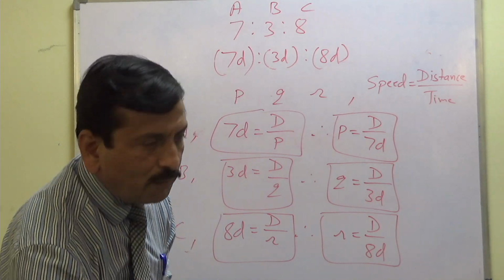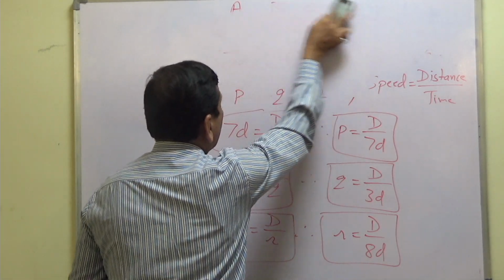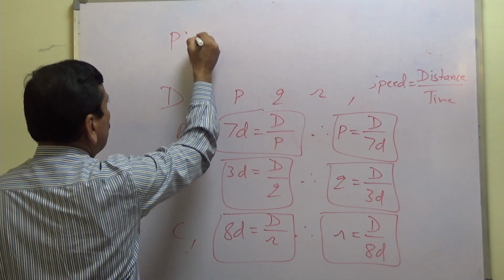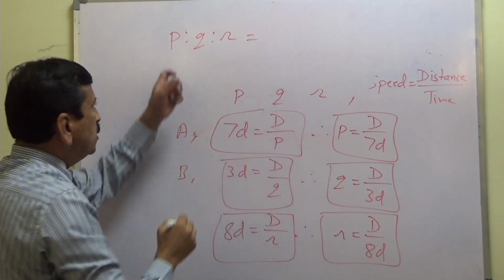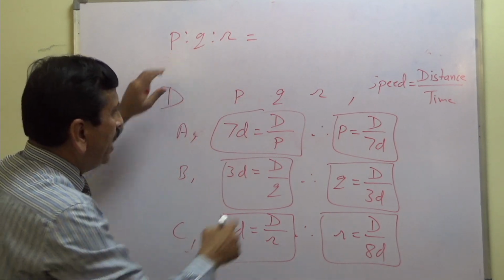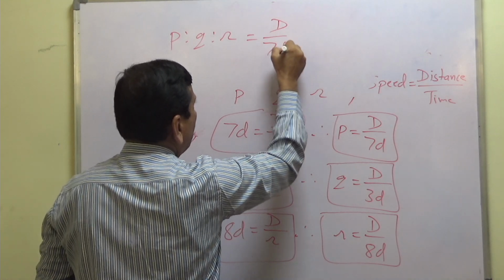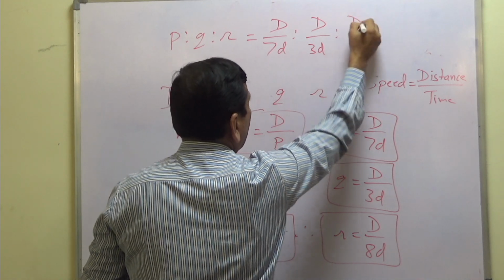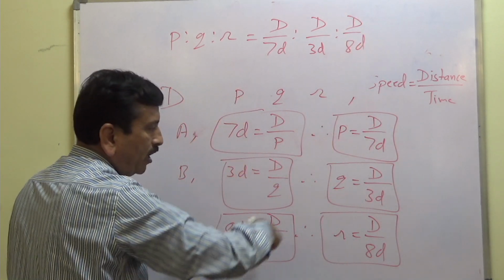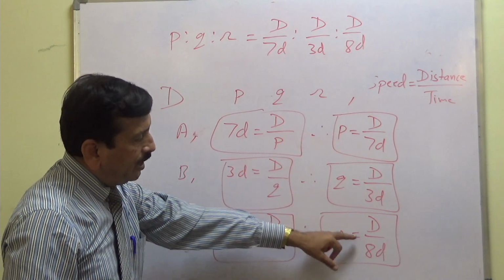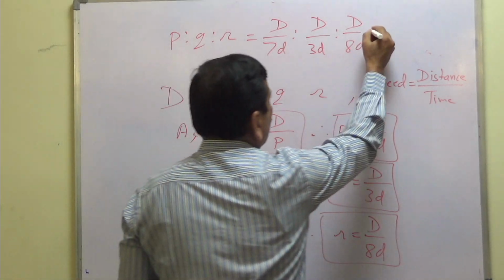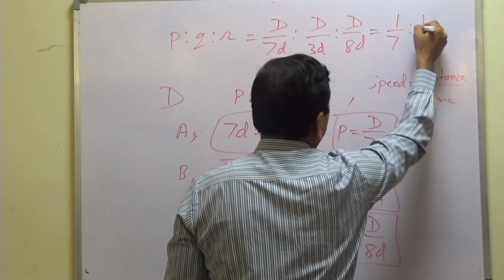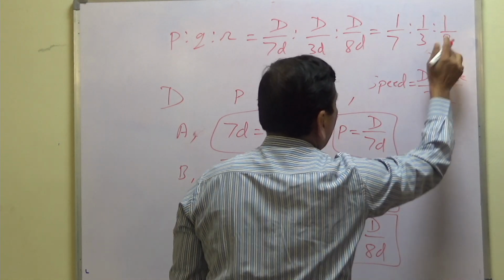And therefore, now we can write the entire thing in a nutshell, because what we are supposed to calculate is the ratio of the time taken by them. What is P is to Q is to R? We put the value of P as D by 7D, D by 3D, D by 8D, which we have calculated from this. And now, as constant of proportionality, D by D will cancel. I'll get 1 by 7 to 1 by 3 to 1 by 8.